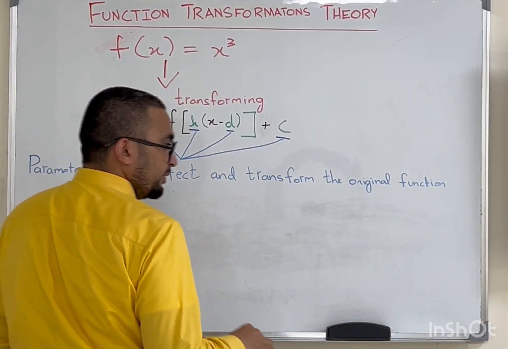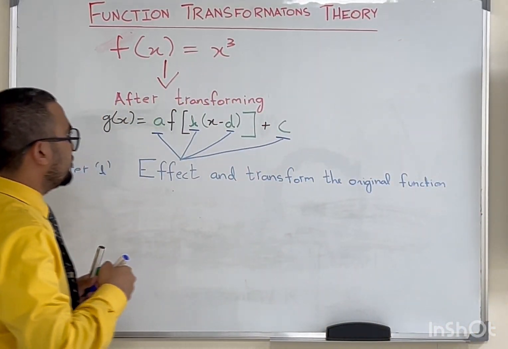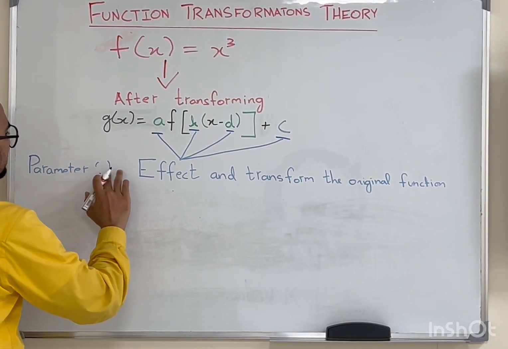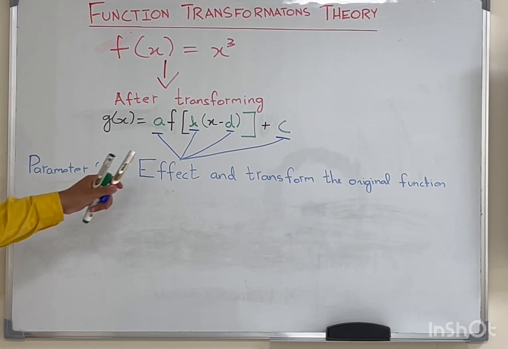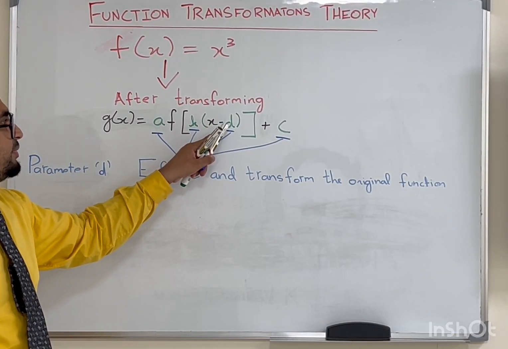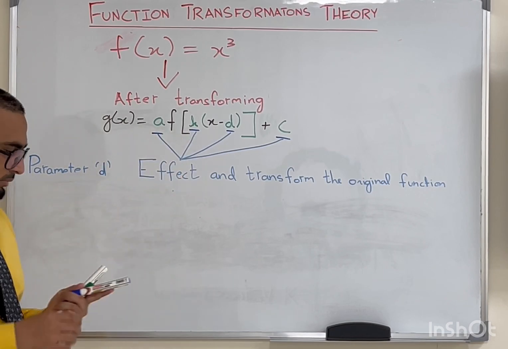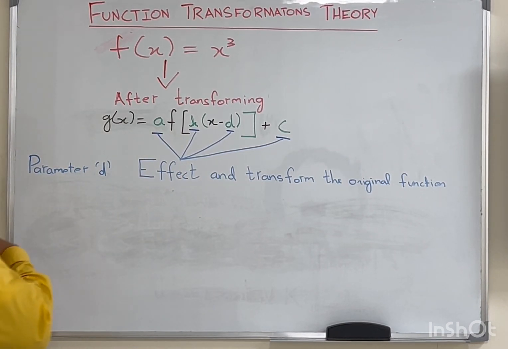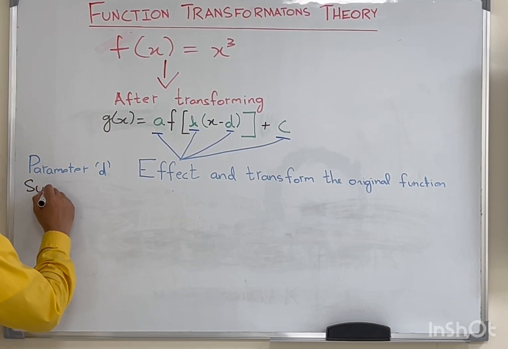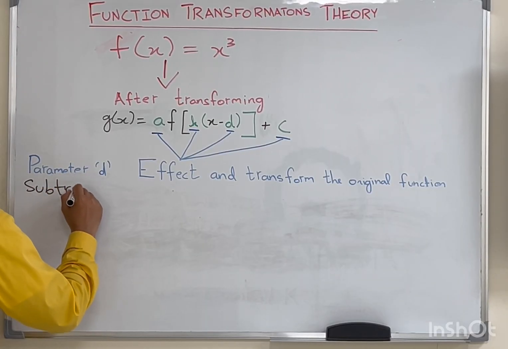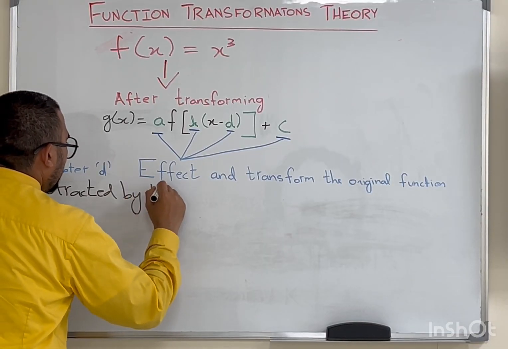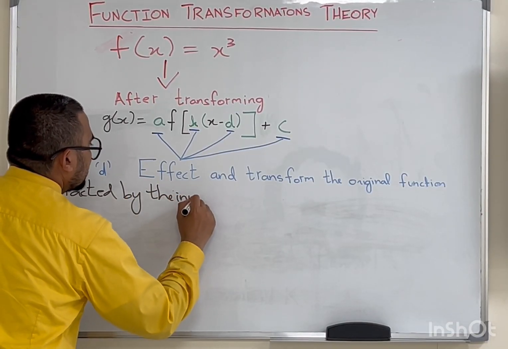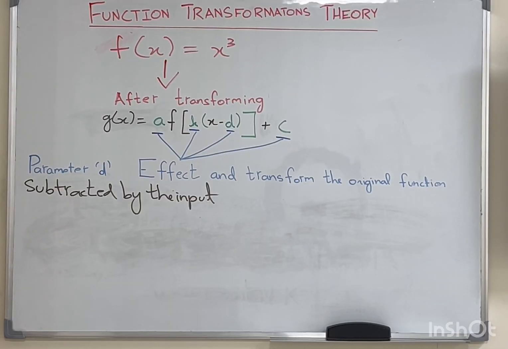Let's look at the next parameters. So we have parameter D. So D, okay? Now let's look at what's happening here. You see the D is being subtracted by the input. So let's write it down here. Subtracted by the input. Okay? Now, there are two scenarios, guys.